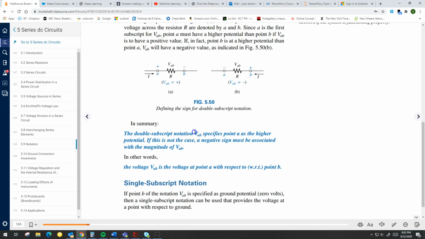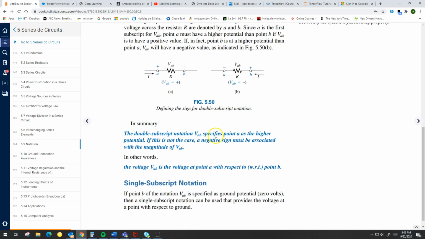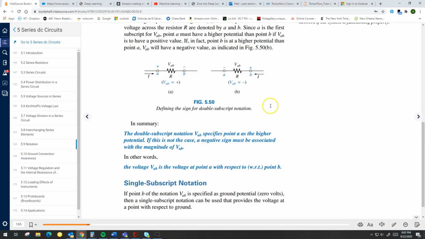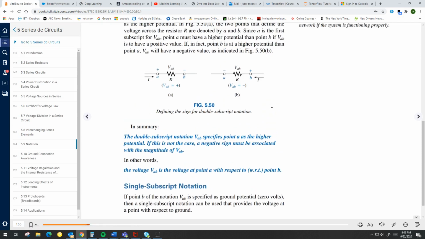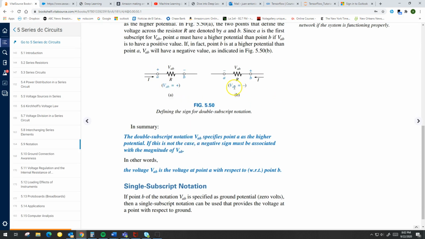Again, when you look at a voltage like AB, it means that A is at a higher potential than B. And saying that the voltage AB is the voltage at point A with respect to point B is the same thing. So that's the double subscript notation. Always remember that the first letter indicates the higher potential, and the second letter indicates the lower potential.